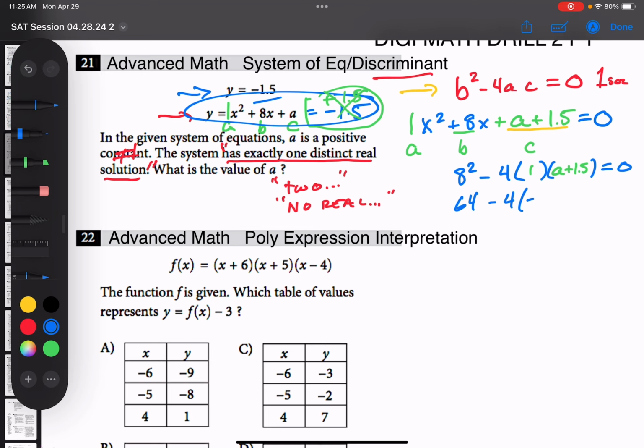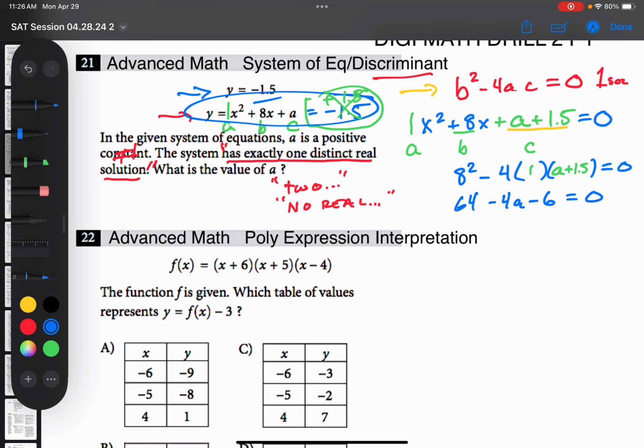Wait, negative. Oh, what am I doing? Oh, duh. Hold on. So negative 4 times 1 is the negative 4. Then we distribute your negative 4 going all the way across. I shouldn't even have written down that 4. Negative 4 times what? Negative 4 times a. That would be a negative 4a. And a negative 4 times 1.5, which would be a negative 6.